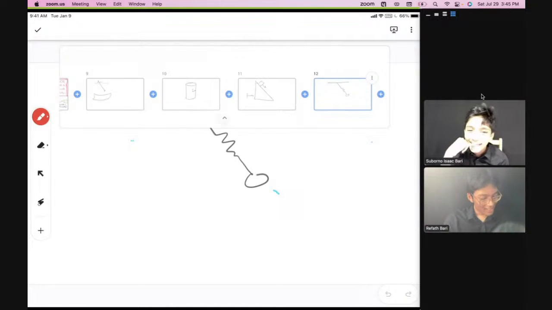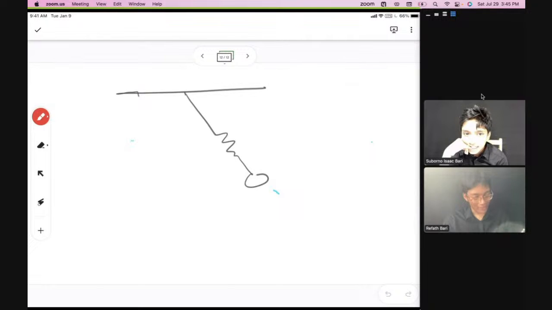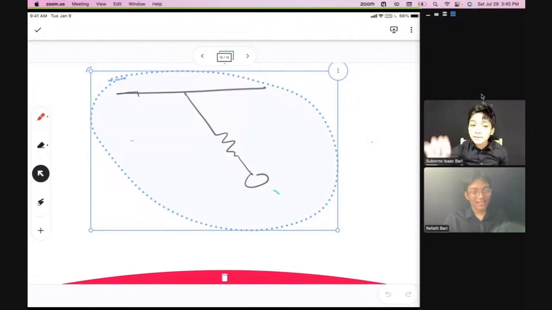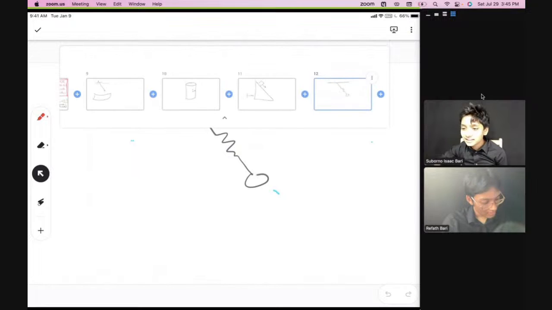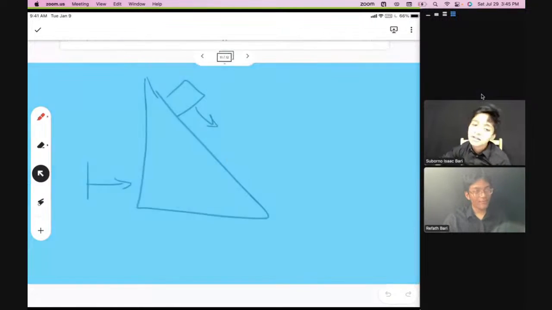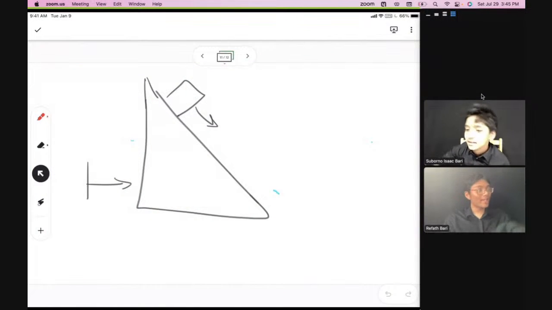Okay, so our guest has chosen problem 12. You want this one? Yeah. Oh, okay. Our viewer also says second to last. Okay, so it seems like you agree. So let's go ahead and analyze this system. But first, Soborno, can you tell us a little bit about the regular inclined plane?